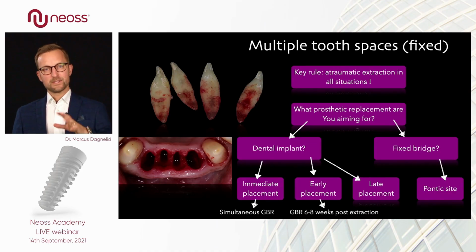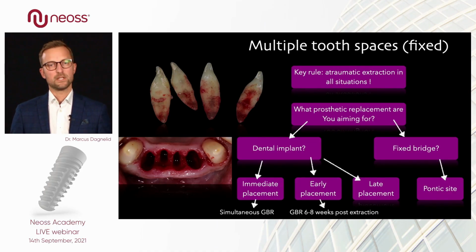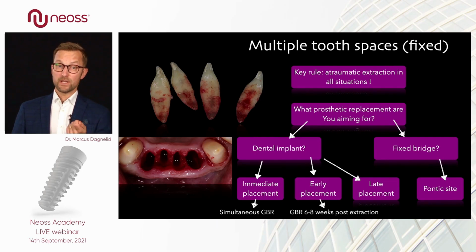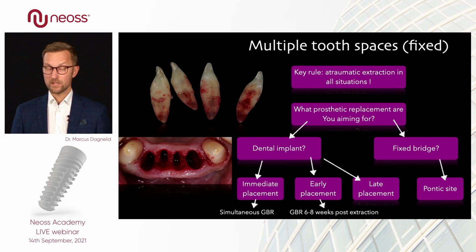So this is the same sort of clinical decision tree. Again, the key rule here is to have an atraumatic extraction in all situations. Of course, as a prosthodontist, I consider what prosthetic replacement I am looking for. What is the aim of the treatment of this patient? Well, is it a dental implant? If I'm going to do immediate or early placement, then of course we're not talking about ridge preservation per se. We may be placing the implants and doing simultaneous GBR.